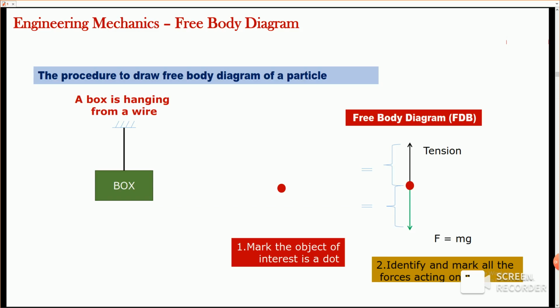Let us understand the procedure with a simple example. Here a box is hanging from a wire. The first step is to isolate the box and represent it as a single point. Next, identify the forces acting on the box. The weight of the box acts vertically downward and is represented as F. The wire exerts an upward tension force on the box. These two forces together form the free body diagram.